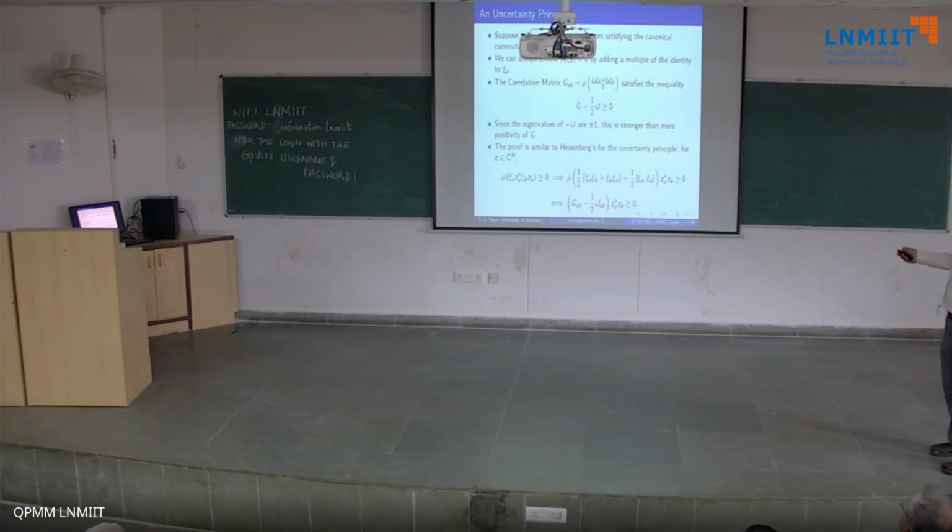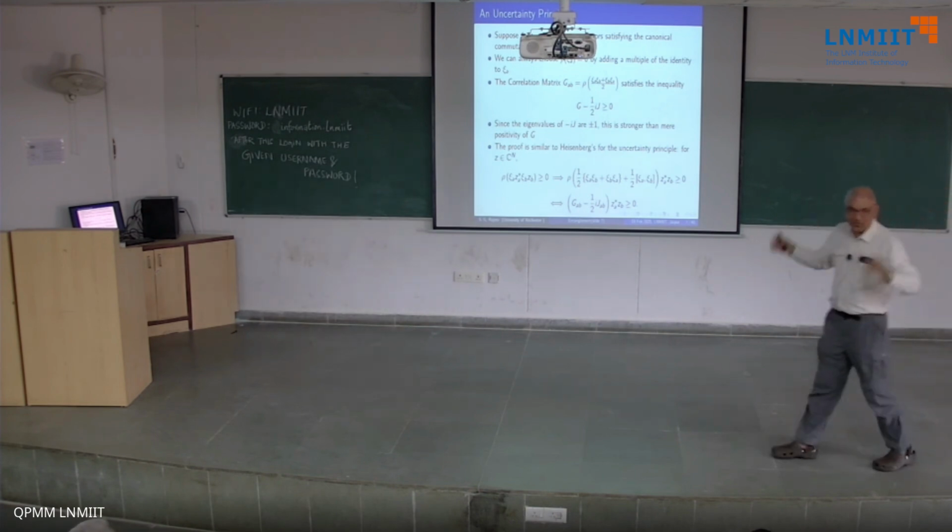Now I can define a correlation matrix. By the way, obviously I can just add a multiple of the identity to these so that the expectation value of each of these is 0. There's no loss of generality there. Now I look at the correlation matrix, which is sort of the expectation value of the product. And because these don't commute, I take the average of the 2 orders and I look at that. Now these C's are Hermitian operators, so this G is a positive operator. In other words, it is a matrix which is positive.